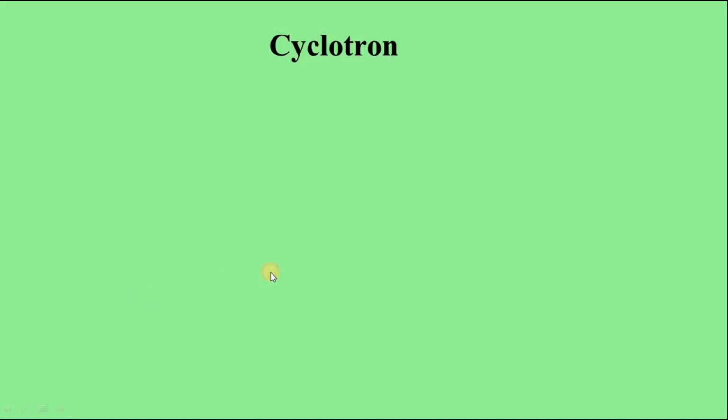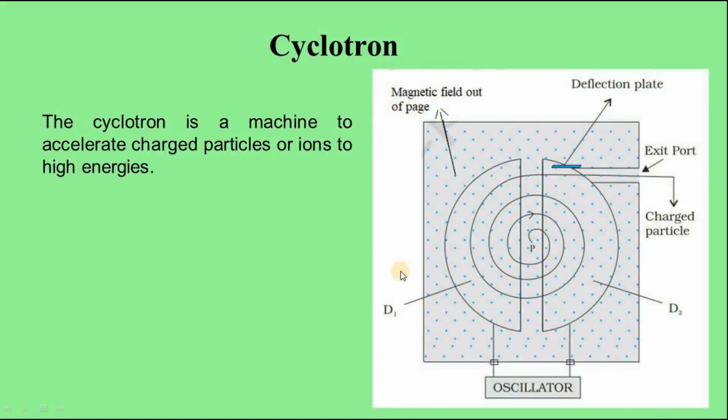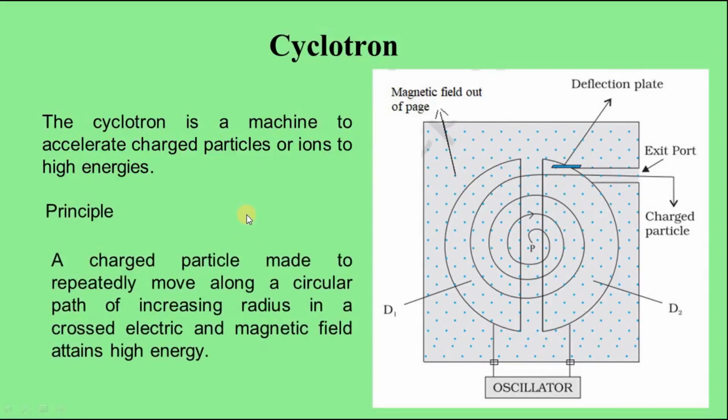Cyclotron. Cyclotron is a machine to accelerate charged particles or ions to high energies. Here the diagram of a cyclotron is given. The principle: a charged particle made to repeatedly move along a circular path of increasing radius in a crossed electric and magnetic field attains high energy.